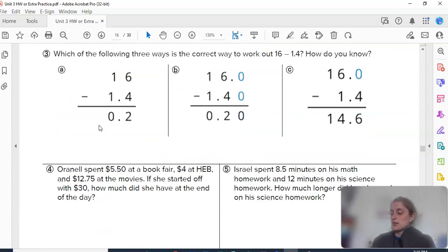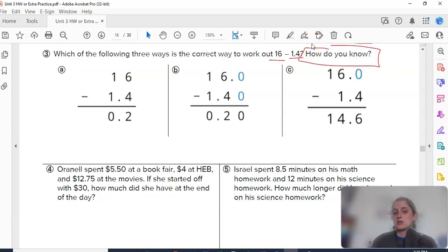On the back, if you don't read the directions, you're going to be confused because, again, just like the 2 in the classwork, this is actually multiple choice. Which of the following is the right way to do 16 minus 1 4/10? So you're picking A, B, or C, and then you're not done. You need to tell me how you know that you picked the right one.